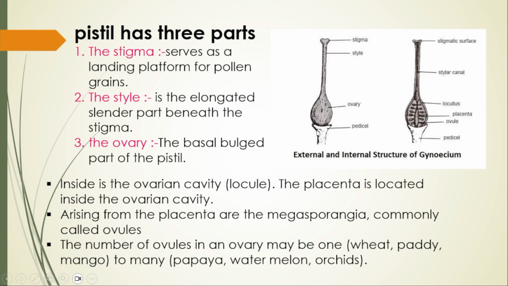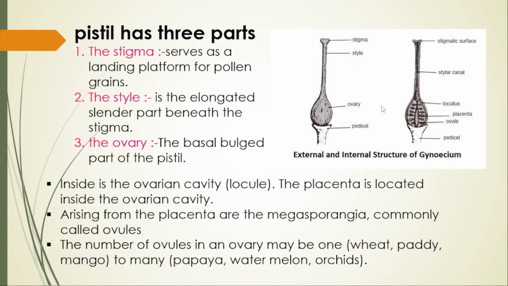This is the landing platform, which we call the stigma. This is the style, the hollow portion, and the basal bulged portion is the ovary. And this is the pedicel, upon which the ovary, style, and stigma arise. Whenever a longitudinal section is taken, you will find the anatomical structure like this. This is the stigma, this is the stylar canal, and these are the locus. Locus is nothing but a chamber of the ovule, where the ovule is present. This ovule is present inside this chamber. That is said to be what? Locus, or loci if many.